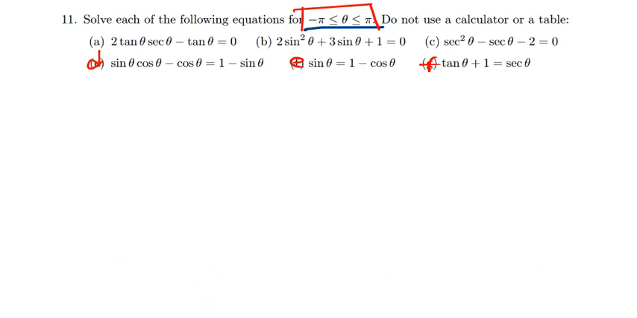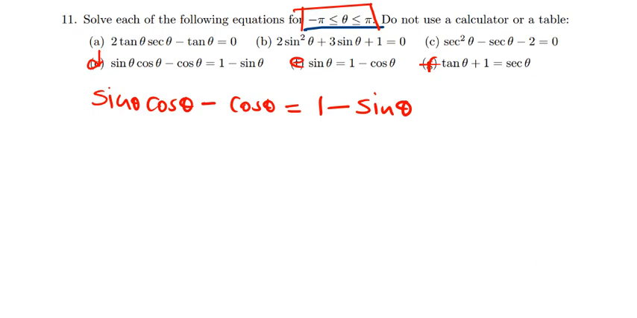Now we'll move to D. D is very interesting. There we've got sine of theta, minus cosine of theta is equal to 1 minus sine of theta. Okay, so how do we handle this question?